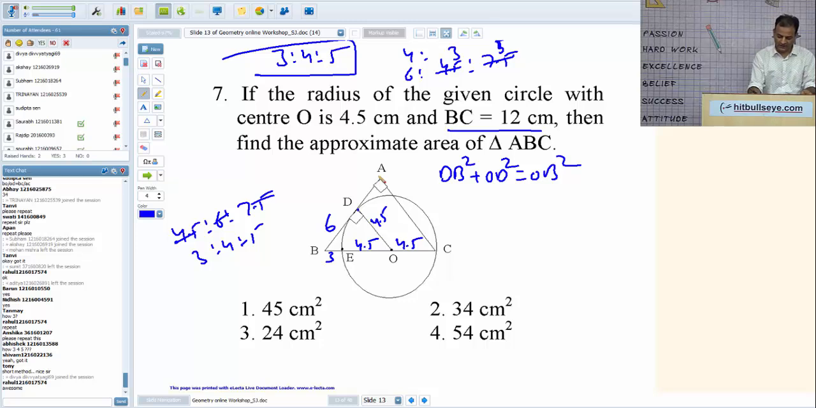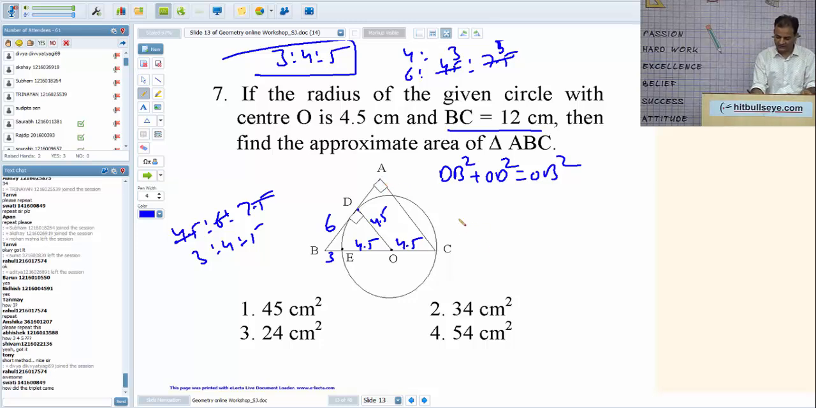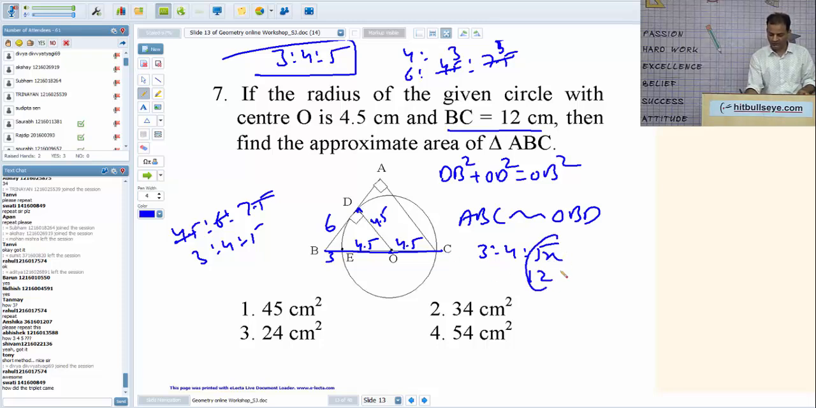So now we know in this triangle, can we say triangle ABC is similar to triangle OBD? These two triangles are similar. Now we know in the case of the bigger triangle and the smaller triangle, the ratio is 3:4:5. I have written here 3, 4, 5. For this big triangle, I know BC will be 12. I'll write 12 here. 5x equal to 12, friends. So x will be 12 by 5, which will be 2.4.